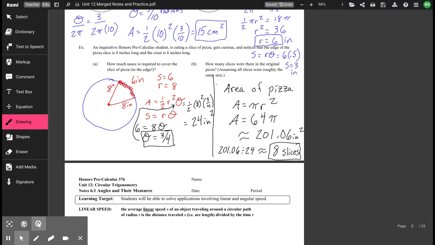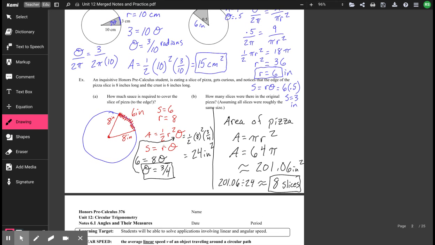All right, in our last example here, we gave you a slice of pizza. It's 8 inches long. The crust is 6 inches long, so your radius was 8. Arc length was 6. Before we find the area, you would need to find what your measure for theta was. So I did that first. Theta was equal to 3 over 4.